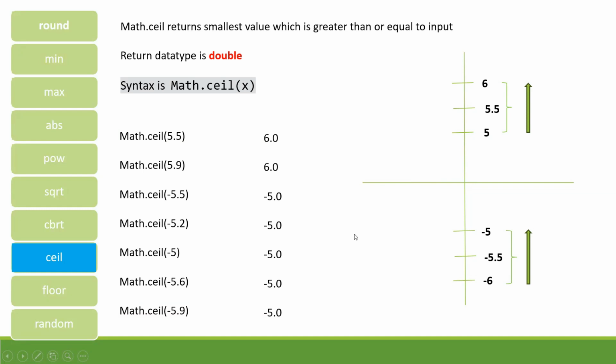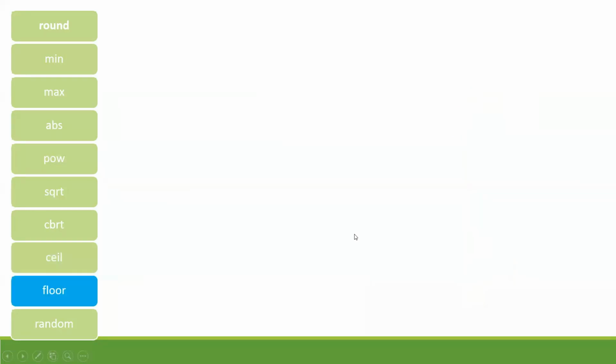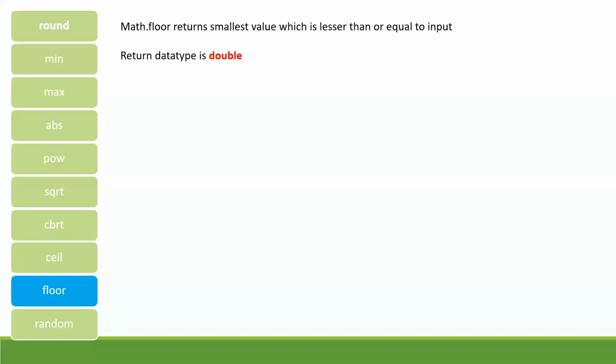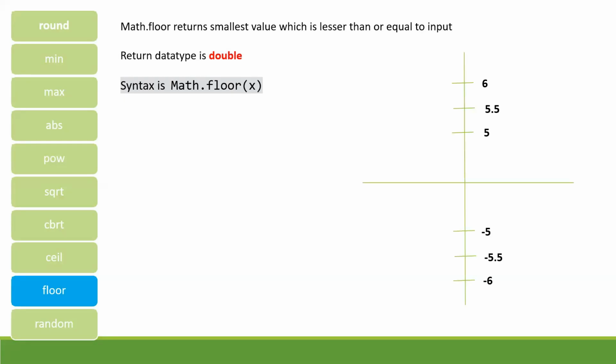Ceil means look up. The next method that we are looking at is math.floor. Floor means you have to look down. Math.floor will return the largest value which is lesser than or equal to the input. In this case, we have to look at the floor, which means we have to look down. The return data type is double, and the syntax is math.floor, pass any one value to it.